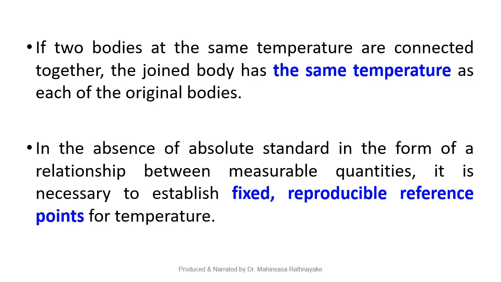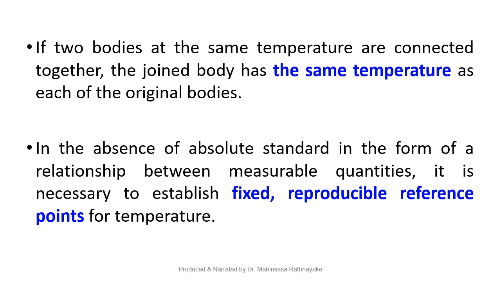So based on that, we know that if two bodies at the same temperature are connected together, the joint body has the same temperature as each of the original bodies. This relates to the zeroth law of thermodynamics. As well, in the absence of an absolute standard in the form of a relationship between measurable quantities, it is necessary to establish fixed reproducible reference points for temperature.